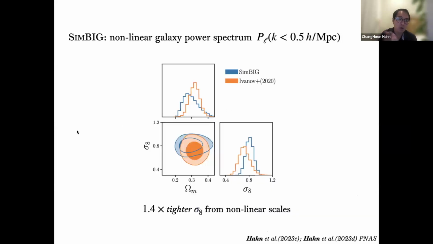So focusing on omega matter and sigma 8, here's how the SimBIG constraints in blue from the power spectrum compare to the standard power spectrum analysis using effective field theory from Misha Ivanov in orange.